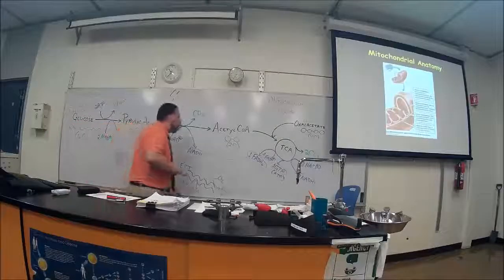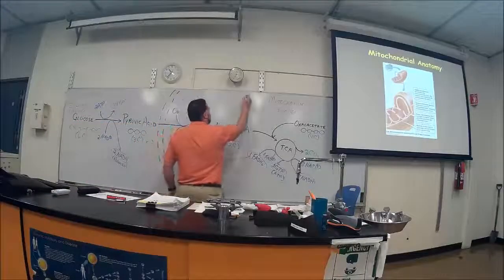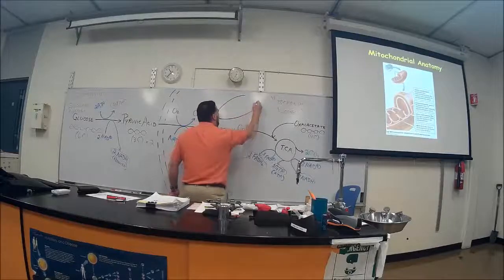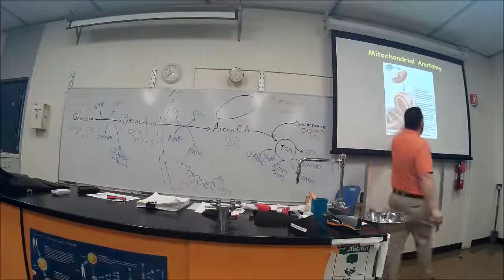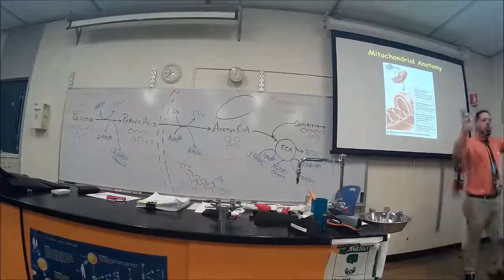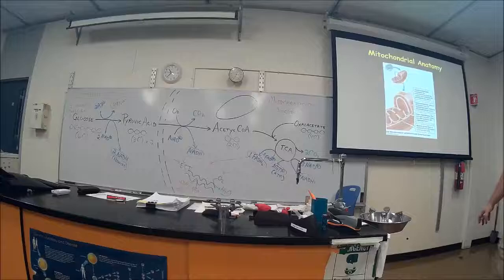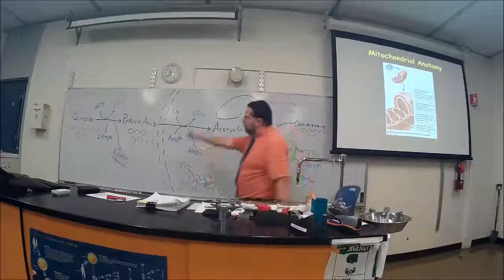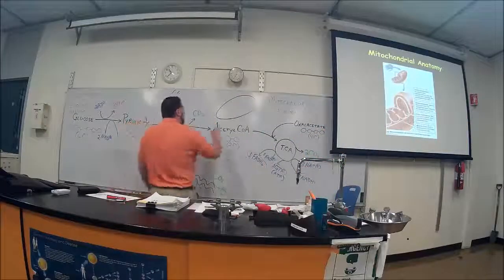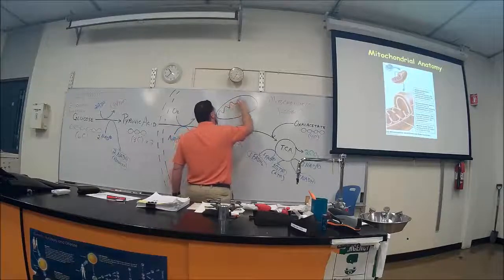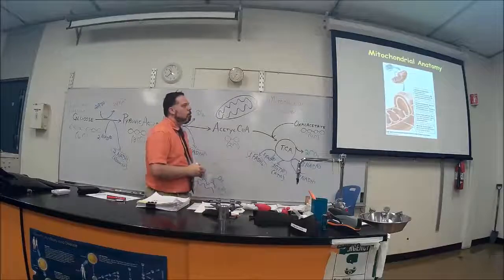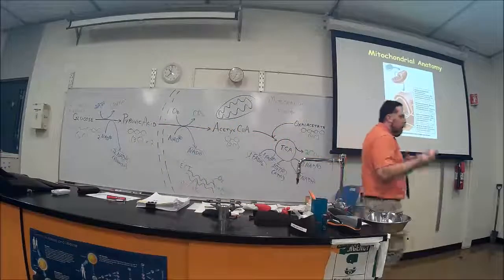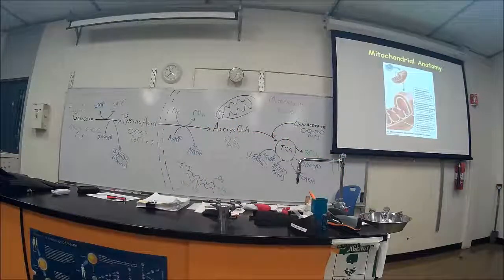I'll just draw it very quickly here and I'll erase it. But you have an outer membrane, all right, and the outer membrane there kind of keeps it away from the cytoplasm, divides it. That's basically what this is. But inside there's another membrane, and it's undulated. So we have an outer membrane and an inner membrane. The inner membrane is undulated.